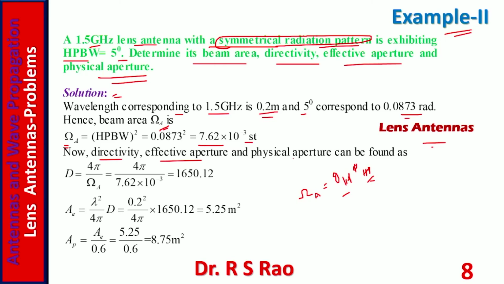Now, directivity, effective aperture and physical aperture can be determined. D is 4 pi by omega A. Substituting the beam area value, one can get D as 1650.12 as directivity. Effective aperture can be found from the relation lambda square by 4 pi into D. Wavelength and D are available, so effective aperture turns out to be 5.25 meters square. Physical aperture is effective aperture divided by aperture efficiency. Here, aperture efficiency is assumed to be 0.6, so physical aperture becomes 8.75 meters square.